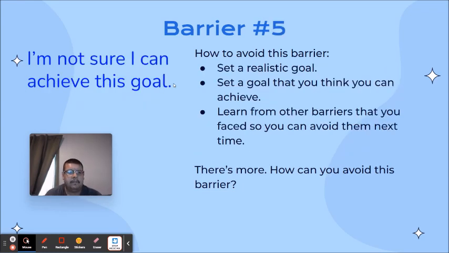This is another barrier. I am not sure I can achieve this goal. How to avoid this barrier? Set a realistic goal for yourself. Set a goal that you think you can achieve. And then learn from other barriers that you face so you can avoid them next time. How can you avoid this barrier called I'm not sure I can achieve this goal?